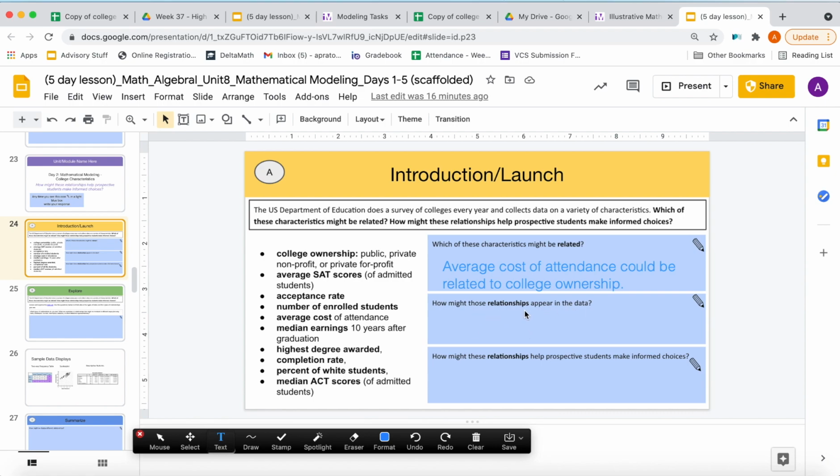How might those relationships appear in the data? Well, this relationship might appear in the data by, if it's a private school, it probably is going to cost more money. That's one relationship I might see in the data. So how might these relationships help prospective students make informed choices? A student who does not want to spend a lot of money might not choose a private school. This is one example. There are many, many other examples that you can look at and find relationships.